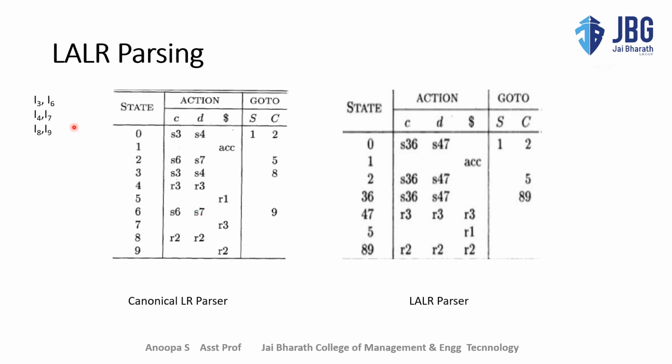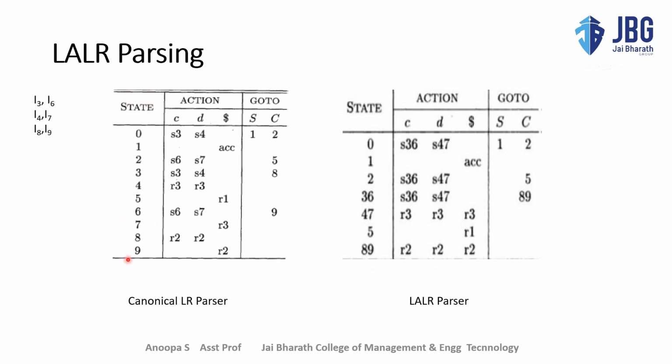Now 4 and 7 will get merged to form a new state 47. So in 36 you will get S36 and S47. Similarly, you have to do all of this. 4 and 7 have to be replaced by 47, and 8 and 9 have to be replaced by 89. Wherever you have shift 8, you have to replace it by 89. In the go-to part also, wherever you have 3, you have to write 36; wherever you have 4 or 7, you have to write 47; and wherever you have 8 or 9, you have to write 89. This is how we get an LALR parser.